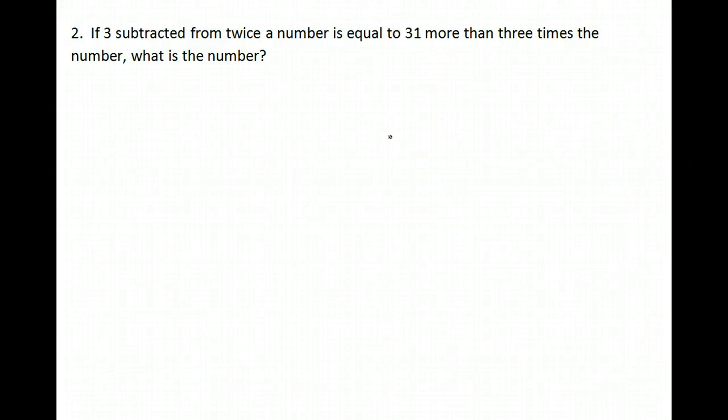Okay, here's the next problem. If 3 subtracted from twice a number is equal to 31 more than 3 times the number, what is the number? We are trying to find, step 1 is always find. We're trying to find one number. Sometimes we're trying to find 2 or maybe even 3. Step 2 is going to be our let.